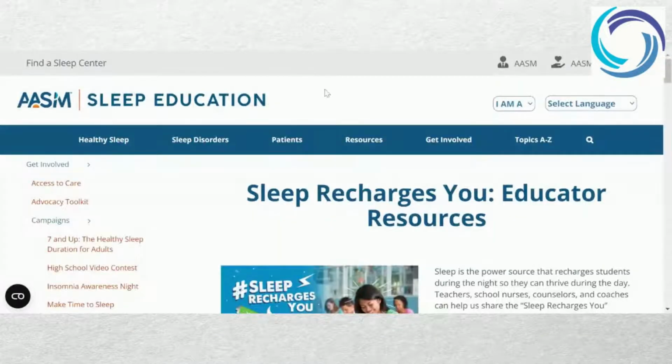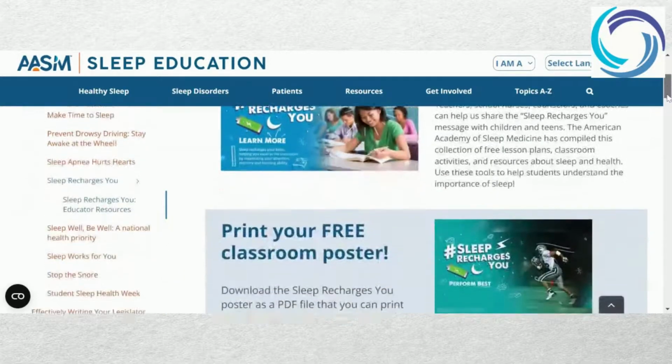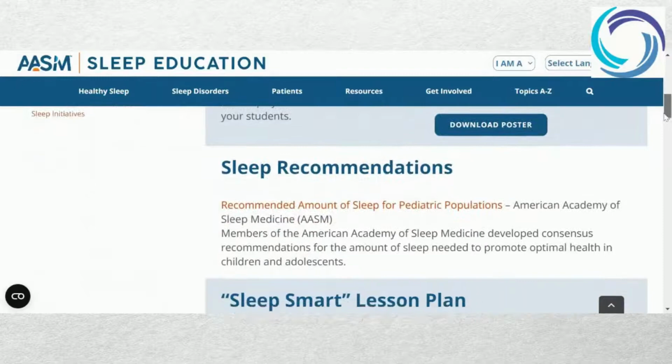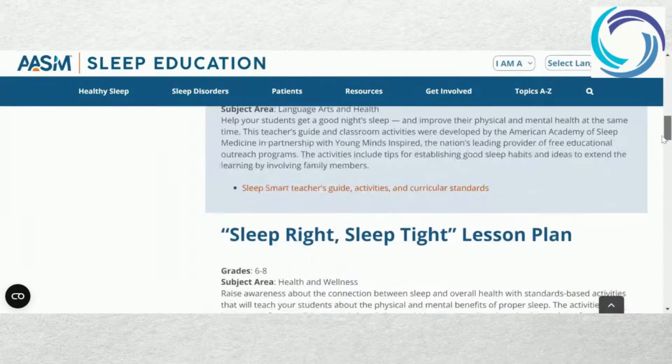So one of the things that you can do is educate your students about their sleep. There's this great website I want to share with you here that's called sleepeducation.org, and I'll put a link in the description. And it has some really great resources for educators to talk about sleep. Here at the top, they have some posters you can certainly put in your room. But what I'm really impressed with is that they have these lesson plans already set up for you.